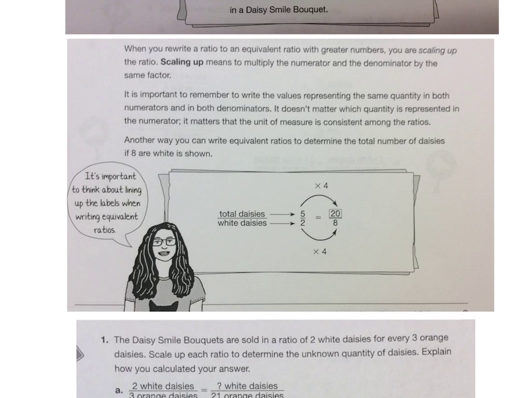Now when we do this, you're rewriting a ratio with greater numbers, like we went up to 20. It's called scaling up. Scaling up means you multiply the numerator and denominator by the same factor. You can also scale down by dividing by the same factor. Scaling up is when you end up with an equivalent ratio, which looks like a fraction, that gets bigger. Here we have total daisies to white daisies, the same ratio just flipped, and 8 white daisies, so you multiply by 4. This is scaling up because both numbers are getting larger and you're multiplying. If you scale down, you're dividing.